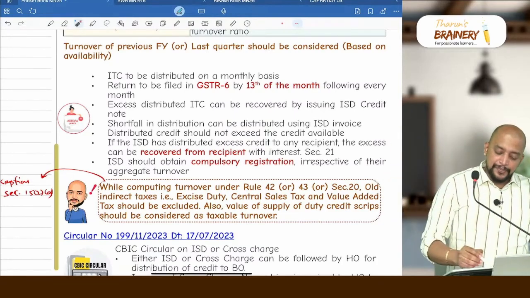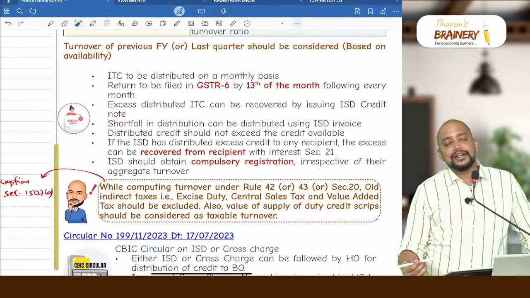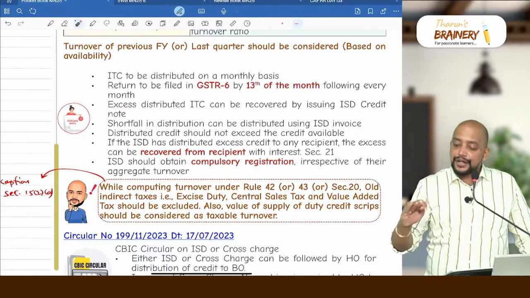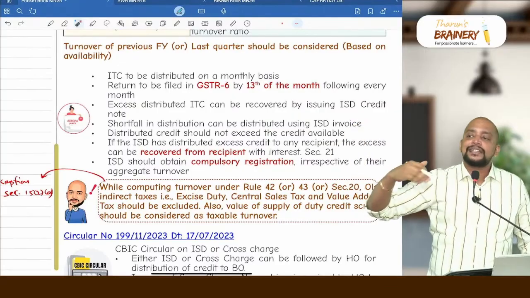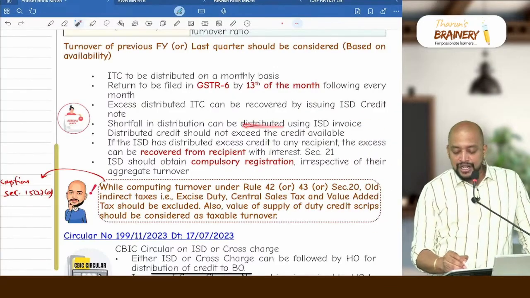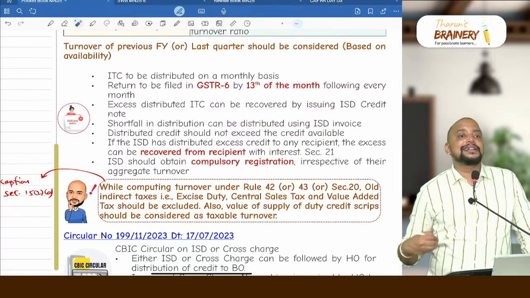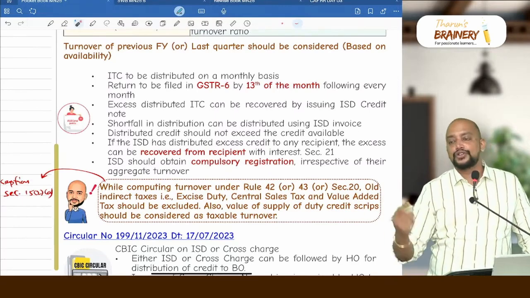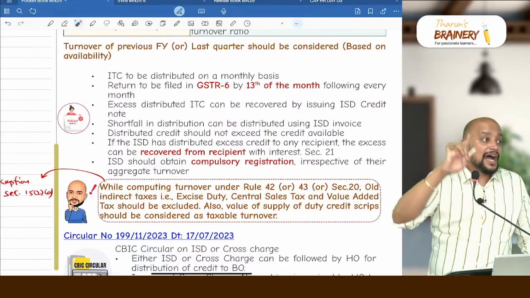Okay. So then excess distributed ITC can be recovered by issuing an ISD credit note. Sometimes what will happen, by mistake they would have distributed excess credit. To reduce that credit, they need to give an ISD credit note. To whichever division they have given less, they will be giving an ISD debit note or invoice. Shortfall in distribution can be distributed using an ISD invoice. Distributed credit should not exceed the credit available for distribution. For example, if 1 lakh is ITC, 1 lakh only should be distributed. If they distribute extra, that is an offence. Penalty will come. ISD default.